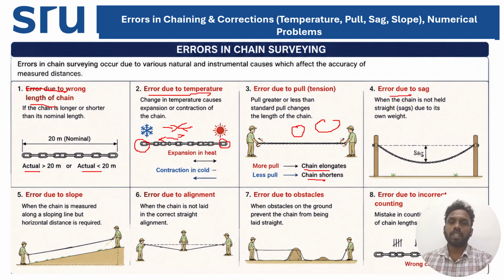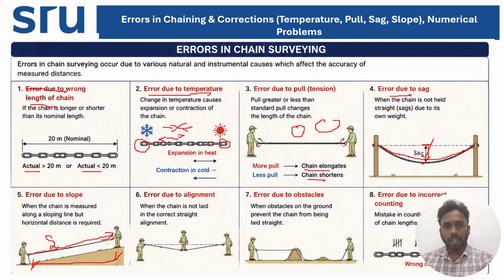Then error due to sag, as I said, when you are measuring your distance above your ground level, due to the weight of the chain, your chain will sag like this. So this is called error due to sag, right? Then error due to slope. When you are measuring with a chain, it should be placed on the ground. If it is not done, then obviously you cannot measure the horizontal distance, because the horizontal distance should be calculated, not measured. So with this measured sloping distance, you can calculate your horizontal distance.